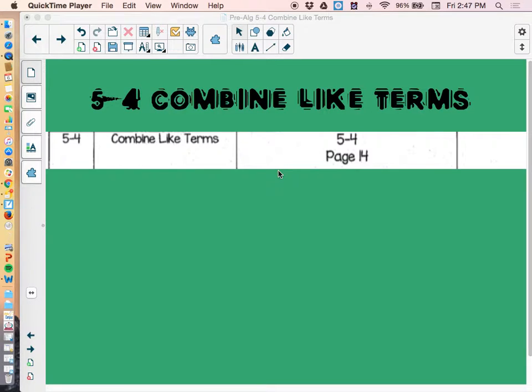All right, lesson 5.4 is combining like terms. To combine like terms means to put something that's alike together, and it's like organizing. So 5.4, the homework will be found on page 14 once we get to that part.